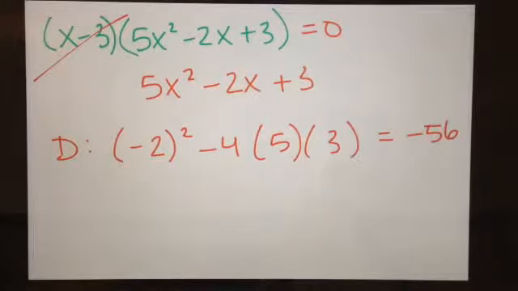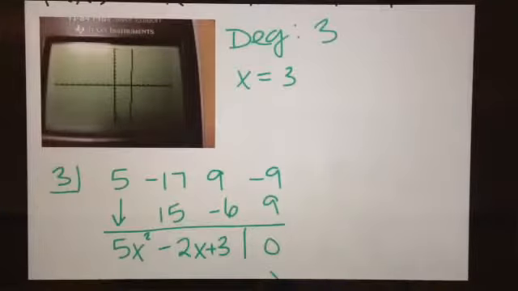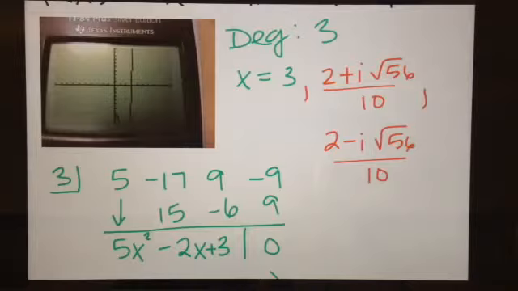And so when I plug it into the quadratic formula, I get positive 2 plus or minus square root of negative 56. I'll go ahead and make that a positive and put an i in the front. And that's divided by 2 times a, so that's divided by 10. And so those are my other 2 answers to make up for the 3 answers total. So up here, x equals 3. It also equals 2 plus i square root 56 over 10, and 2 minus i square root 56 over 10. And so there's all three roots adding up to that degree of 3.